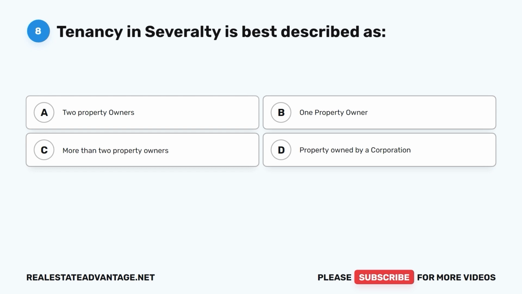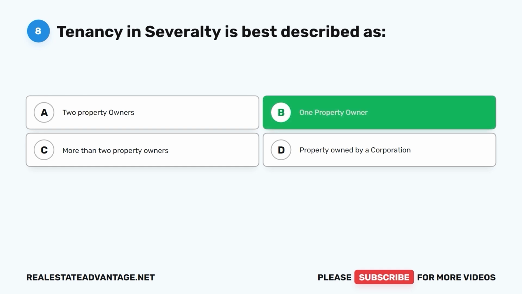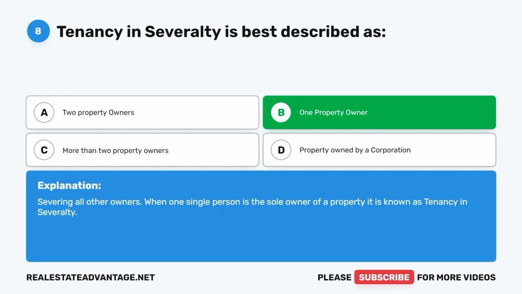Question 8. Tenancy in severalty is best described as A. 2 property owners. B. 1 property owner. C. More than 2 property owners. D. Property owned by a corporation. The correct answer is B. 1 property owner. Severing all other owners. When one single person is the sole owner of a property, it is known as tenancy in severalty.